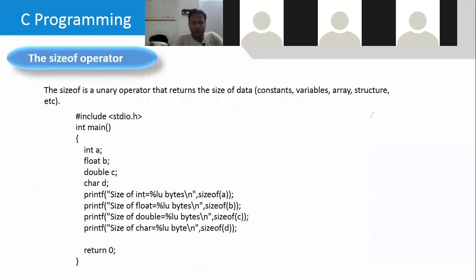Then next is the sizeof operator. The sizeof unary operator returns the size of the data. Okay, it means what is the size of your constant, float value, double value, character value. For retrieving it, we are using the sizeof operator.